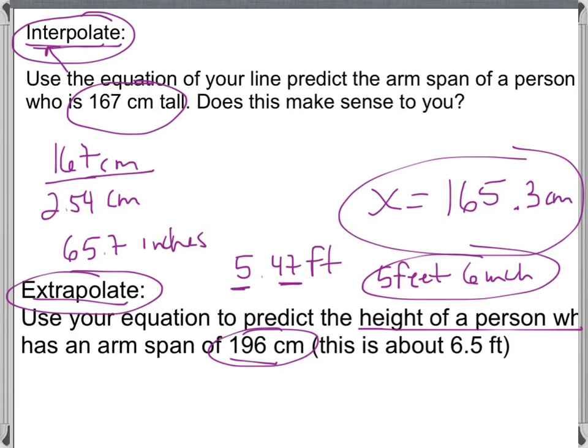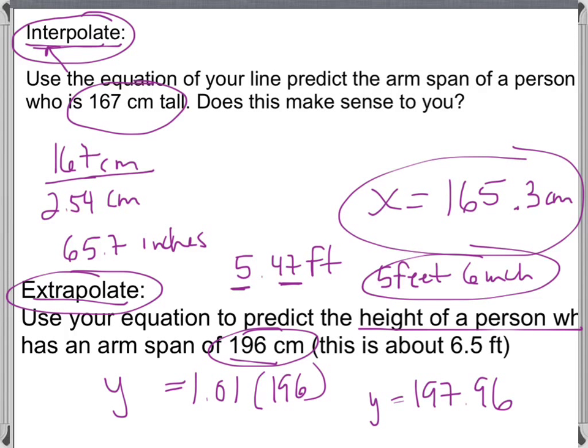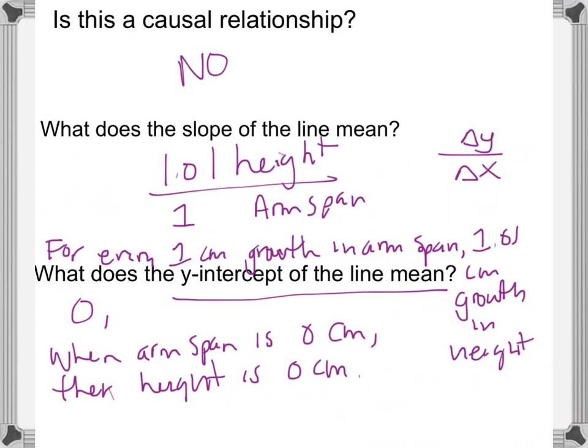So I've been given an arm span. So the arm span is my x. Oh, actually, I'm going the other way around. I'm asking you to predict the height from the arm span. So if the arm span is my x, I've got to do this times 196, and that should be equal to my height. So I would get my height would be about 197.96. Okay, so that's in centimeters, right? And that is the most important function of statistics, using a scatter plot.